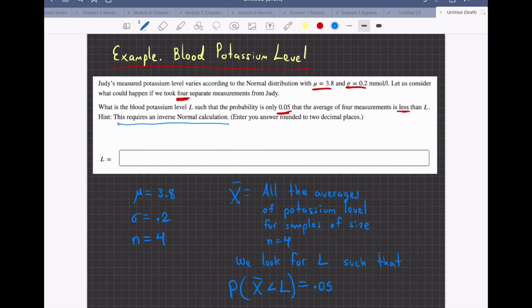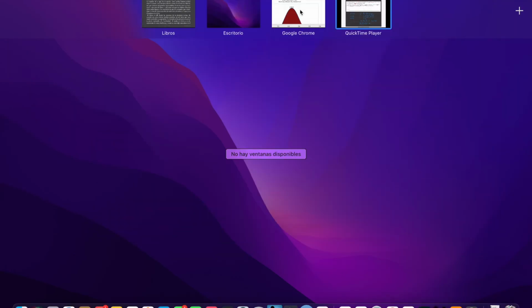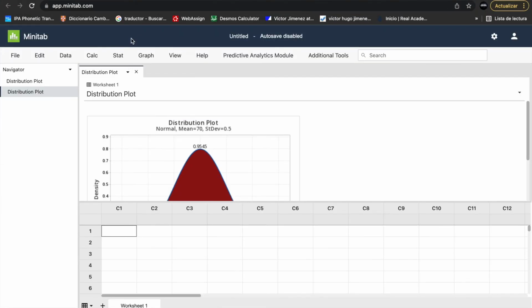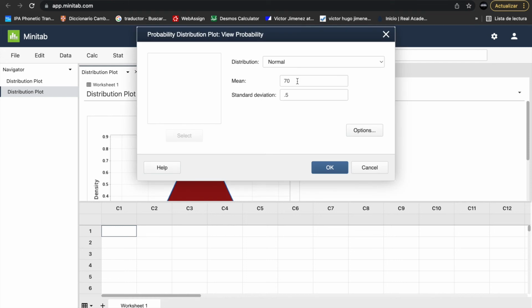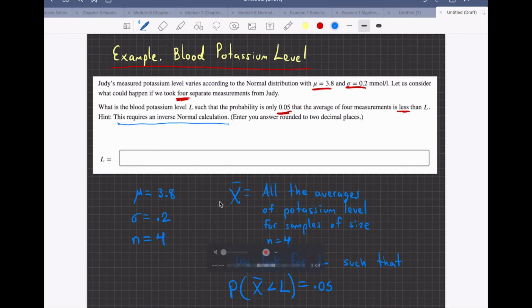So what value of X makes this possible? You will have to use Minitab again. Go to Minitab, go to Graph, Probability Distribution Plot, View Probability, OK. Now change the mean. You will have to use the mean for X bar. The mean of X bar is the same as the mean of the population, mu, 3.8.